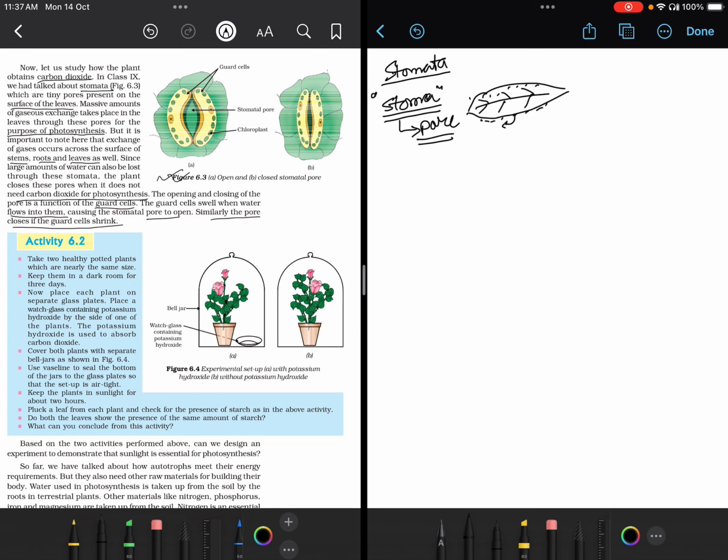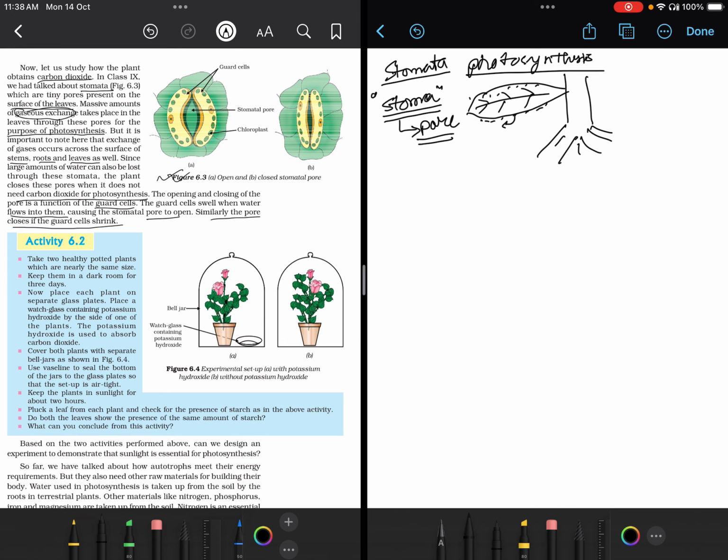Now, through these stomata, a massive amount of gaseous exchange takes place for the purpose of photosynthesis. But this gaseous exchange occurs not only through the leaves but also the stem, the roots, all the structures. This gaseous exchange can occur.